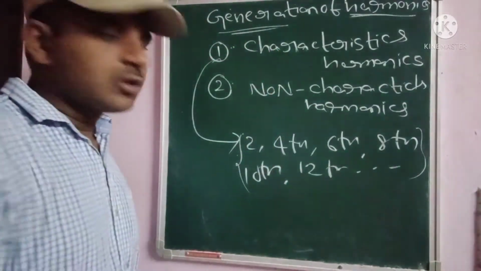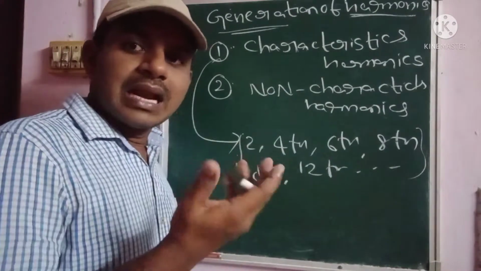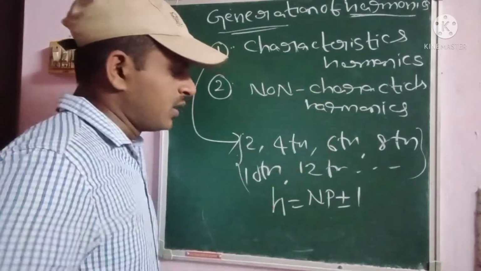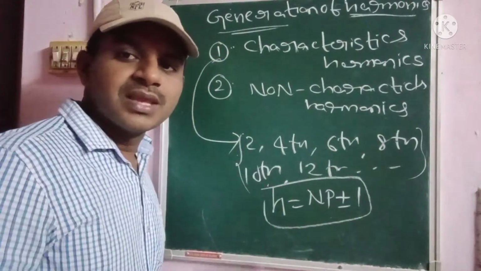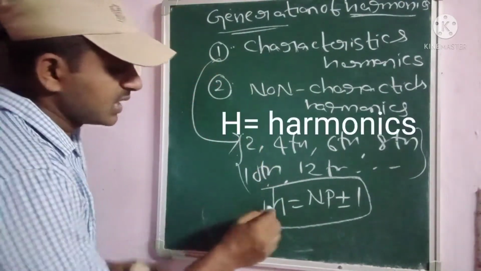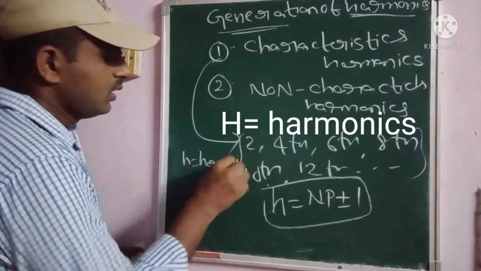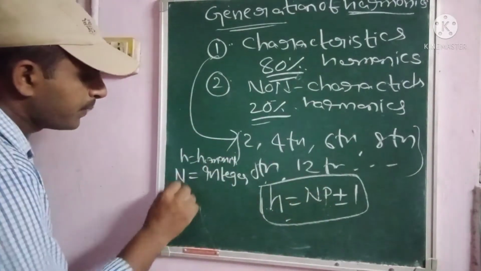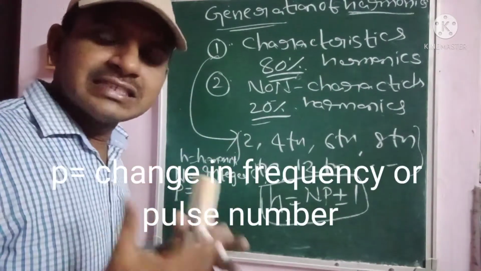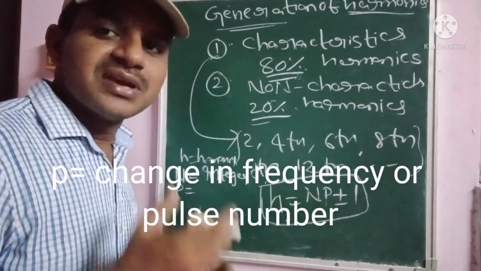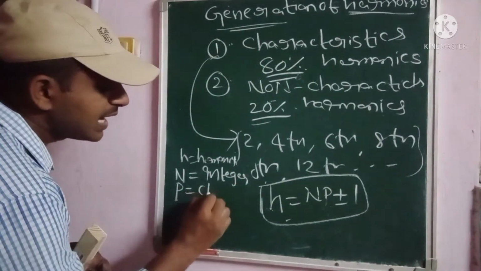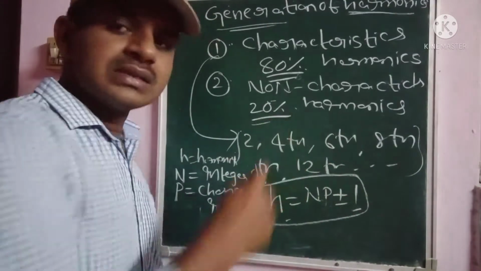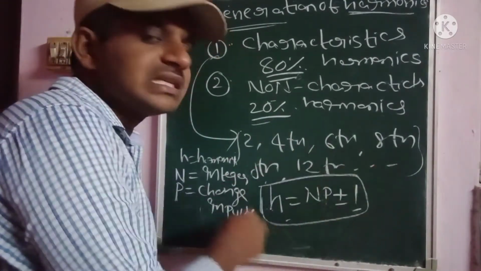Coming to the harmonic levels, we calculate them as H equals NP plus or minus 1. This is the formula for the calculation of harmonics. Here H is the harmonics, and capital N is an integer value. P is the change in pulse number, also called the effect of change in frequency. And 1 is a constant value. So this is the formula for the harmonics.